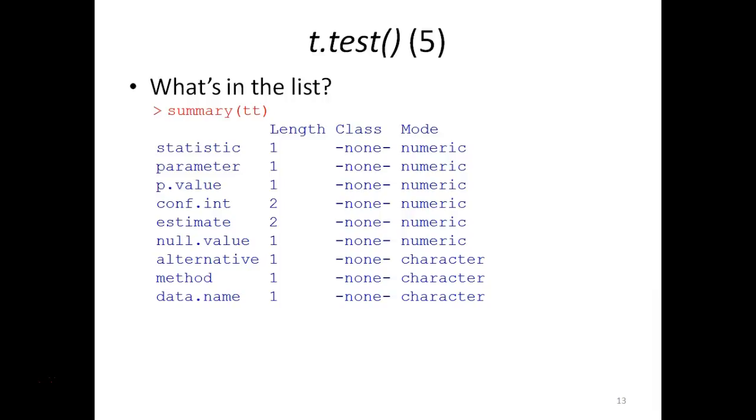And if we ask for a summary of tt, we get a presentation of the contents of the list, not actually the values, but we get to see what's in it. For example, statistic, parameter, p-value, and the confidence interval, which may be of interest. So this gives us an opportunity to extract information from the list.